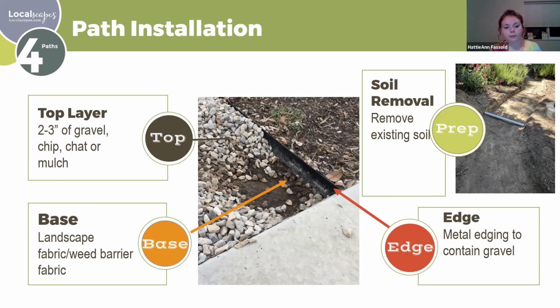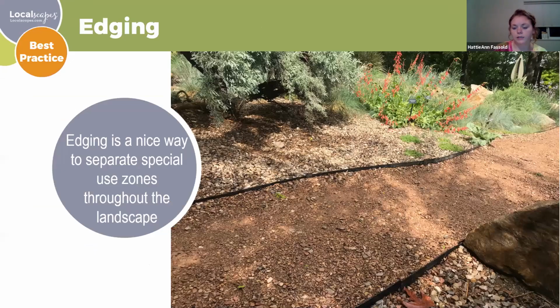So put down your weed barrier fabric or landscape fabric, and then you can put your edging. It's really nice to have that edging to create a distinction between your pathway and your plant bed. And then put the stuff on top. So that's the process that you would go through with pathways. And again, the edging is nice because it does help create that pathway.